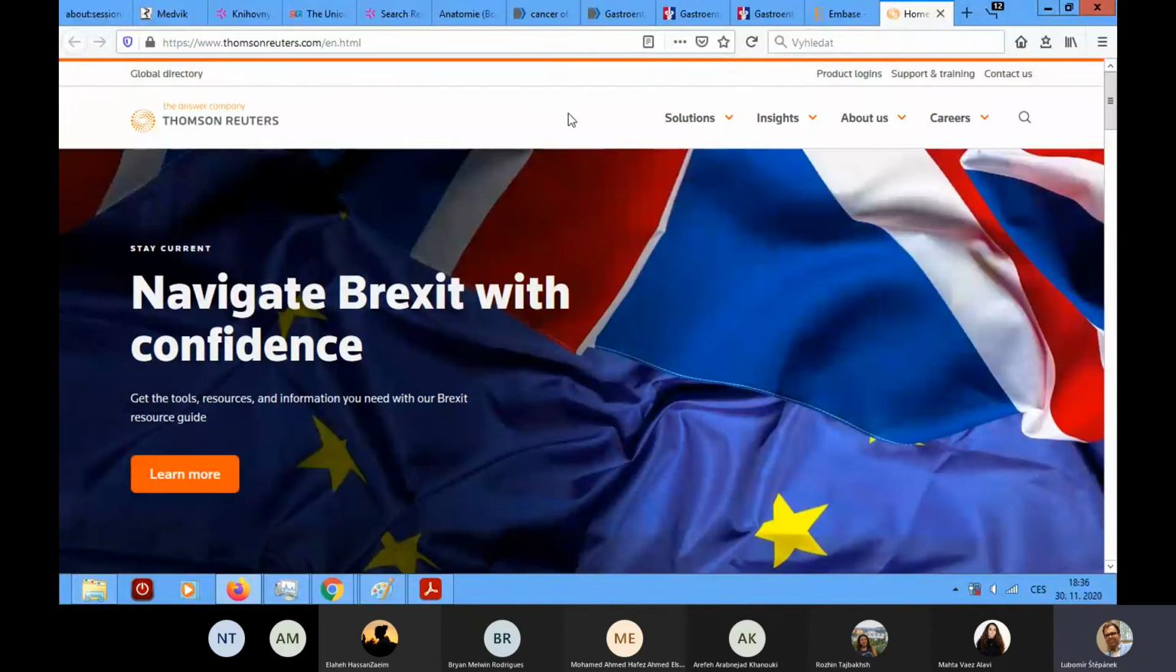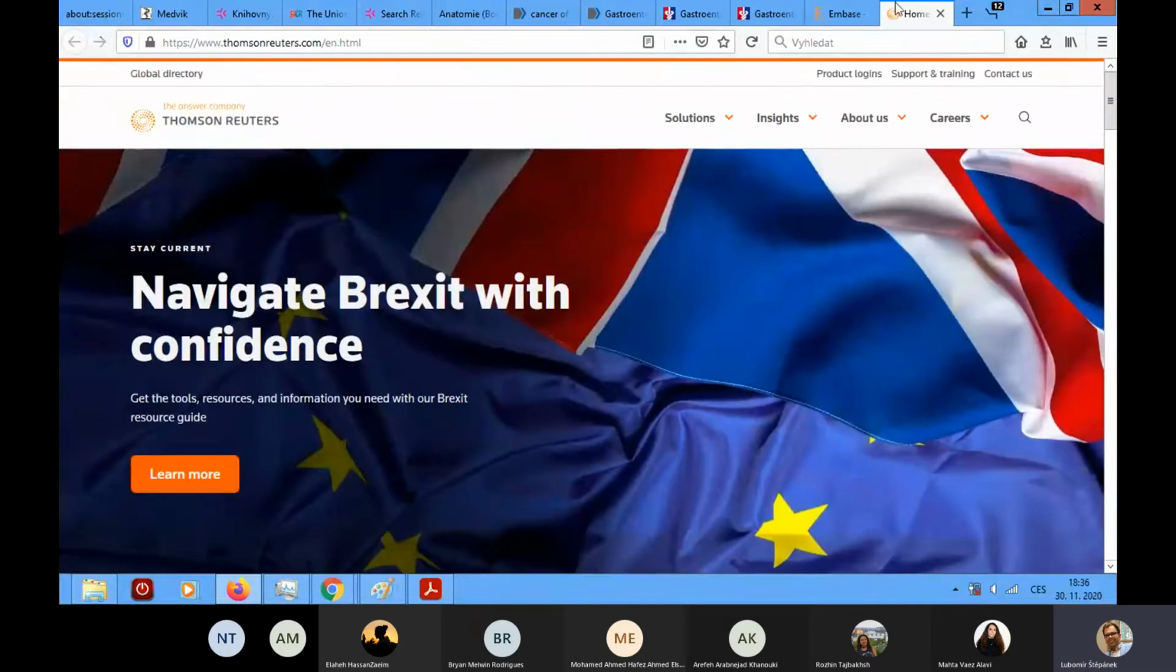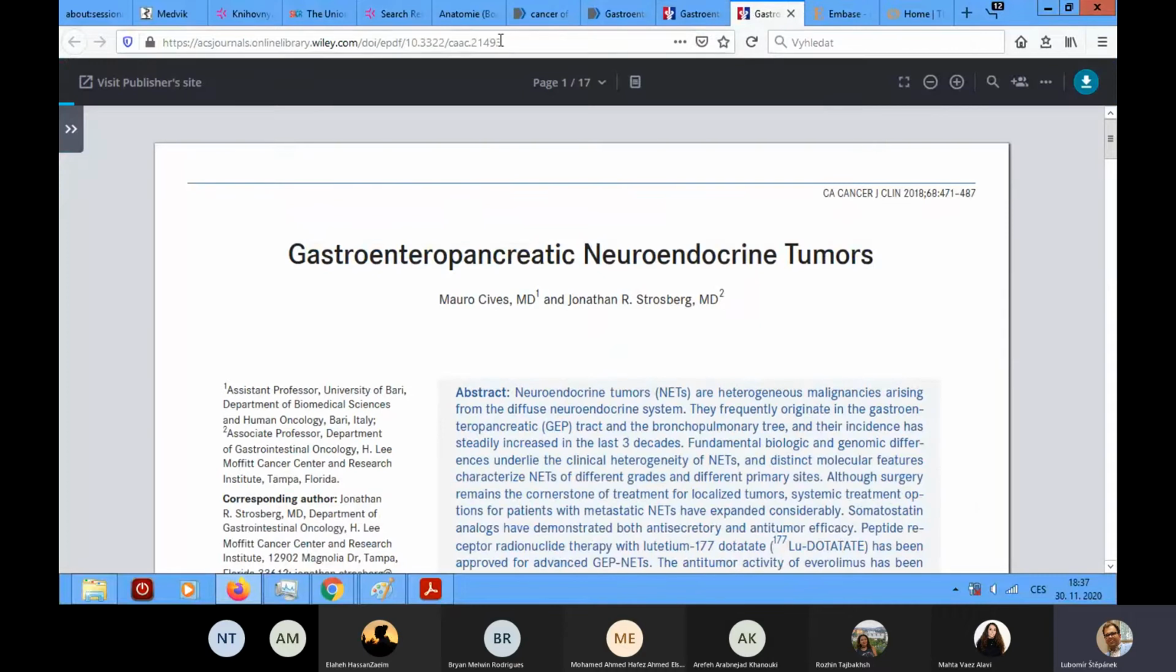But if you know how to use PubMed, I think that you are not going to use Embase or Thomson Reuters, because PubMed should include all of the stuff, which also includes Thomson Reuters or Embase and some other stuff. So using, sorry, I just said Medvic. I just mean of course PubMed or Medline. Sorry, I just mean PubMed.